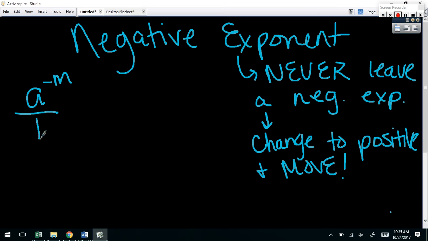Do you agree everything can be written as a fraction? Sure. Put it over 1. When you move it, if it's in the top and it's negative, you're going to change it to positive and move it to the bottom.